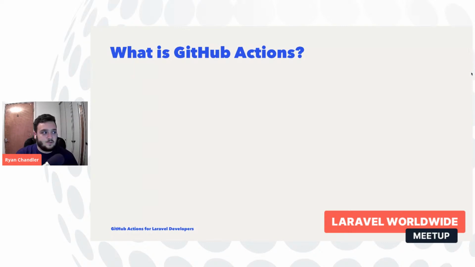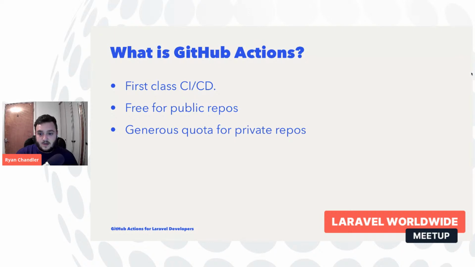So I'm going to start off simple with GitHub Actions itself. What is GitHub Actions? It's a first-class CI/CD platform for repositories hosted on GitHub, and it's free for public repos. So a lot of open source packages, Spatie's packages as well, use GitHub Actions for their CI. And it doesn't have any runtime limits for public repos. It's got quite a generous quota for private repos as well. I think on the base plan you get 2,000 minutes for free per month on private repos. If you pay for a GitHub plan, you get a few more minutes. I think it's up to 3,000 for the next plan up.